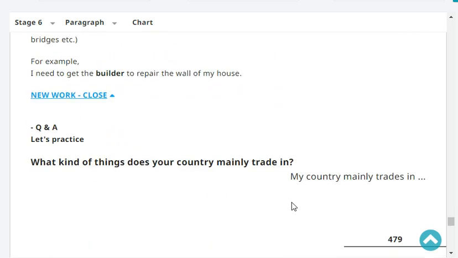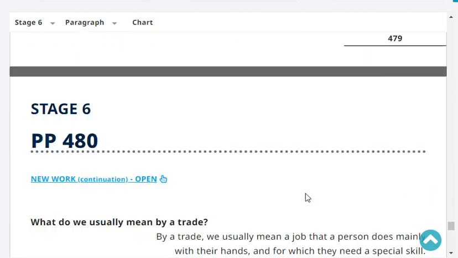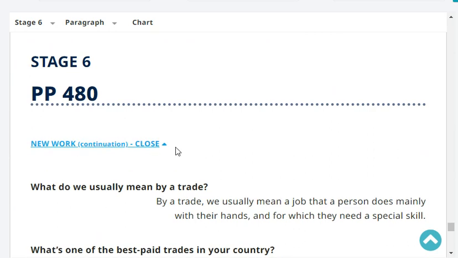Let's practice. What kind of things does your country mainly trade in? My country mainly trades in cars. One more. My country mainly trades in cars. Very good. Okay, next listen.